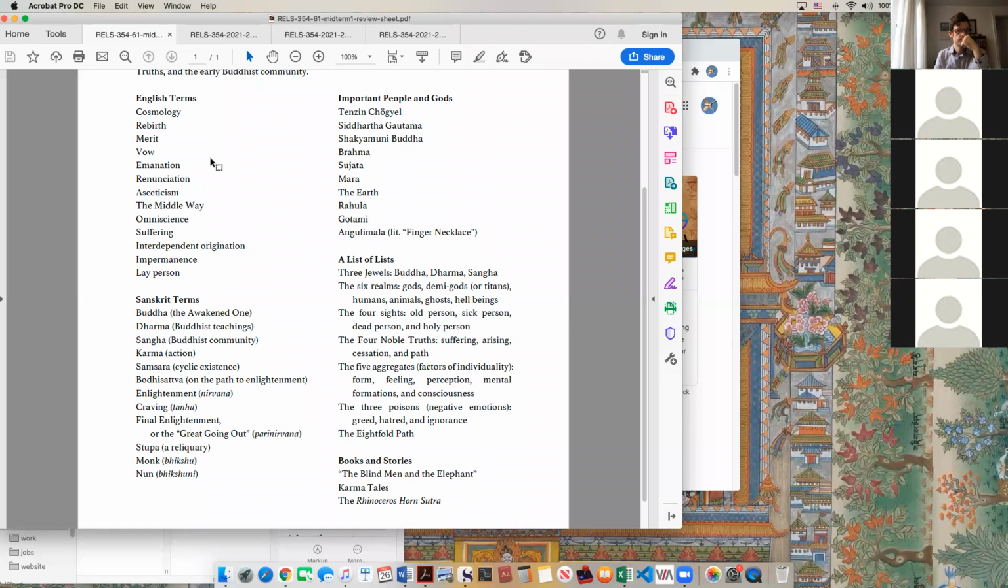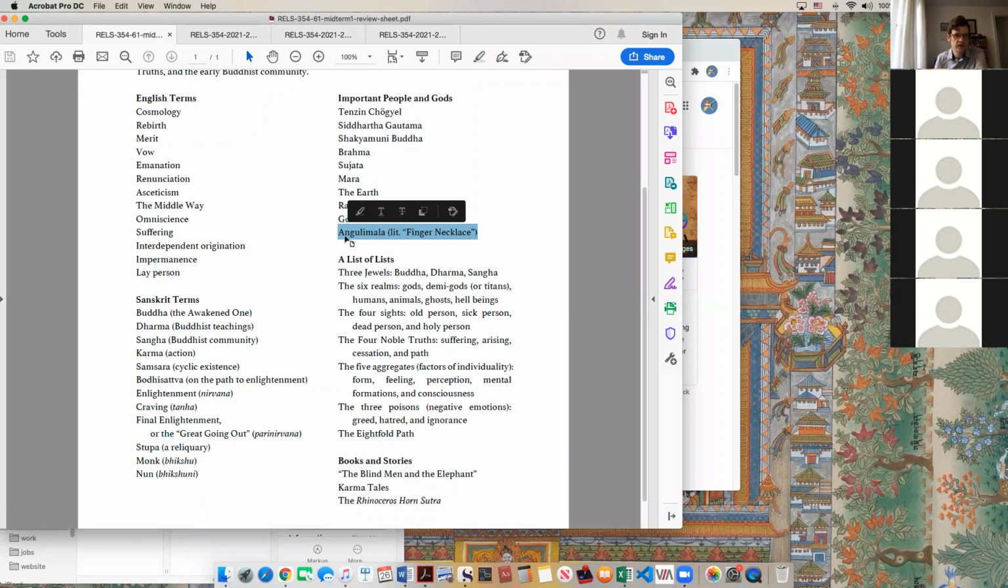Do we need to know about Angulimala, or since we didn't cover it, is that not needed? We'll get to him on Monday. Things we didn't do yet are Angulimala and the Rhinoceros Horn Sutra, and that's it. Everything else we covered in some capacity. I don't know if I explicitly said the word bhikshuni yet. We'll talk more about monks and nuns Monday.